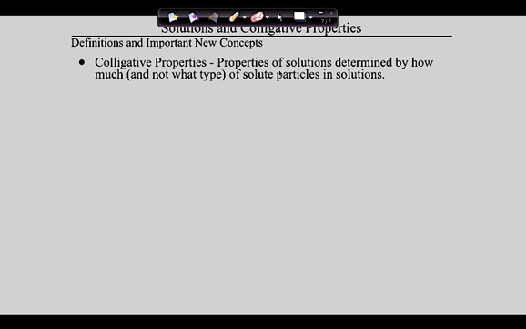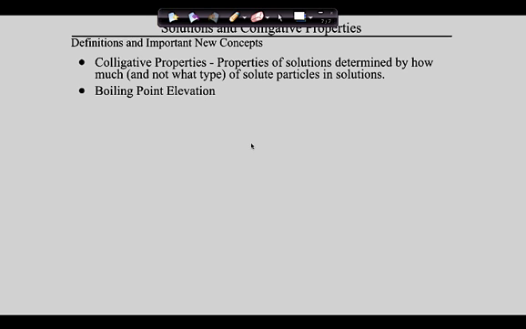So the first colligative property that you need to know is what we call the boiling point elevation property. But we already just talked about that. When you add salt to water, the boiling point elevates. The boiling point goes up. Guys, the question is why? Why does the boiling point go up when you add salt to water?